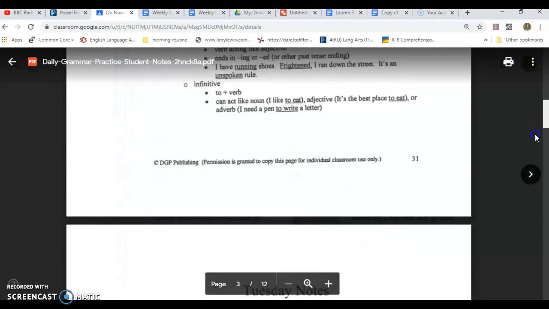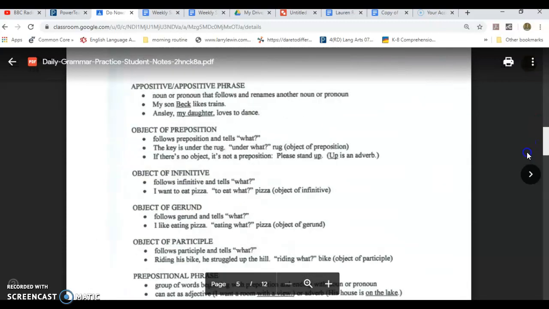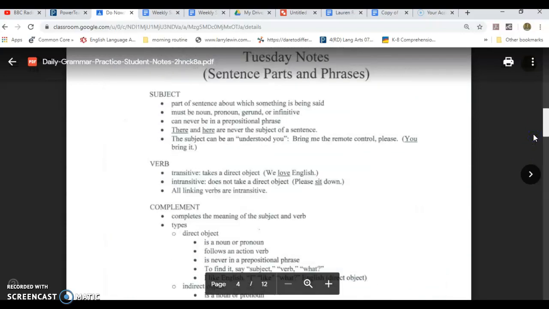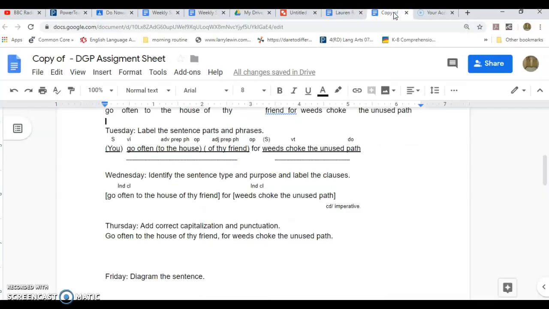So we're on Tuesday, right? Yes, we are. So Tuesday. You're going to go back. You know that a subject is a part of the sentence about which something is being said. In other words, the subject is who or what this sentence is about. Well, in our particular sentence, it is a you understood sentence, right? So this is giving a command. So what you're going to do, you're going to put you into parentheses, and then you're going to put the subject right up above it.